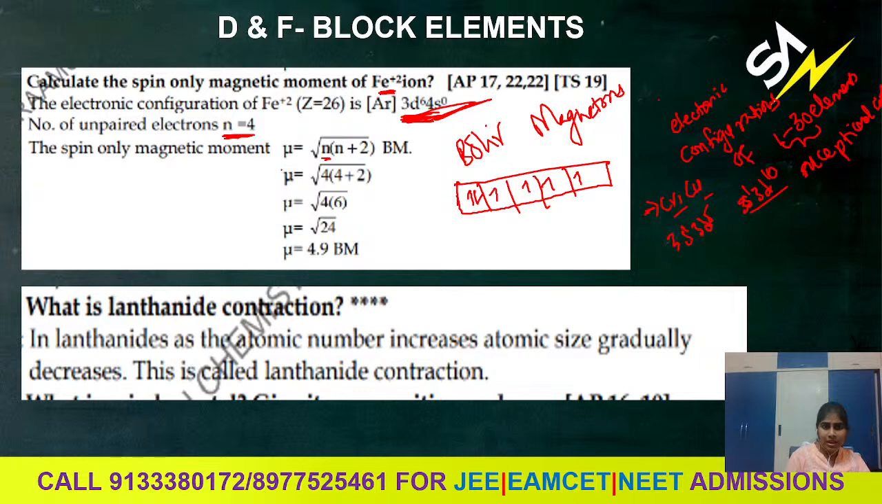The formula to calculate this spin only magnetic moment is mu is equal to under root of n into n plus 2 Bohr magneton. Here n is the number of unpaired electrons. To calculate those unpaired electrons, you need to remember the configuration. When you substitute the number of unpaired electrons in this formula, you will get the magnetic moment. Here you get mu value as 4.9. In this way you need to answer questions.